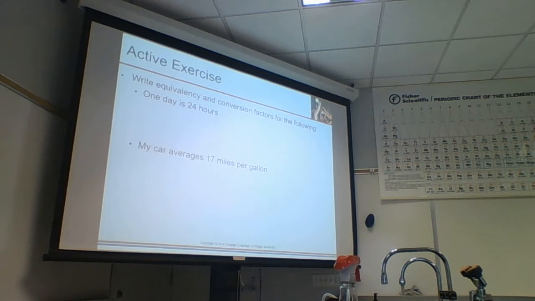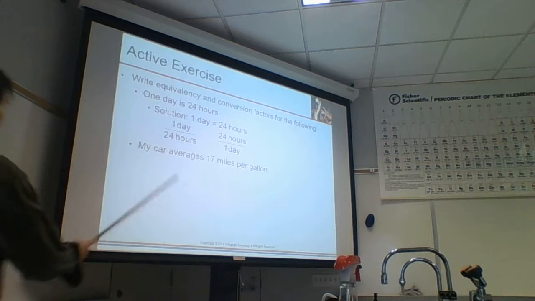Write equivalencies and conversion factors for the following. 1 day is 24 hours. So what we can do is write this as two ratios, depending on what we want in the numerator and what we want in the denominator. And the two ratios would be this.